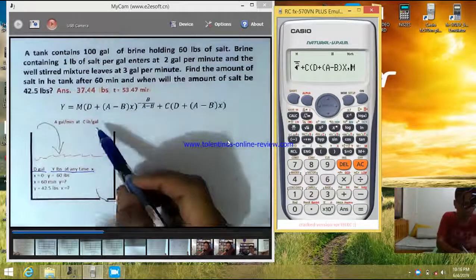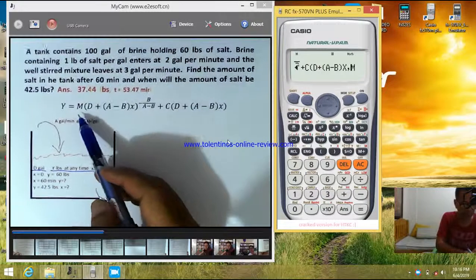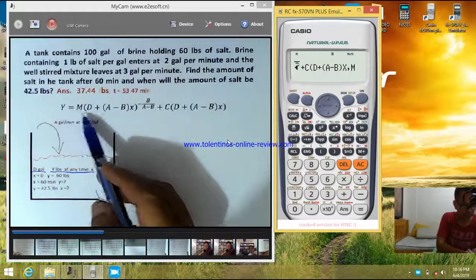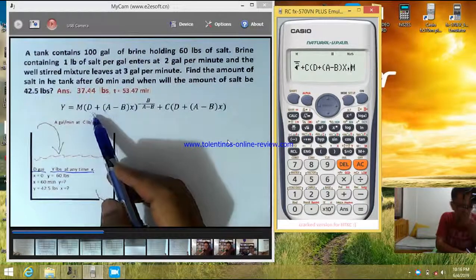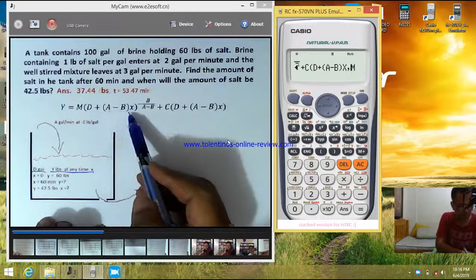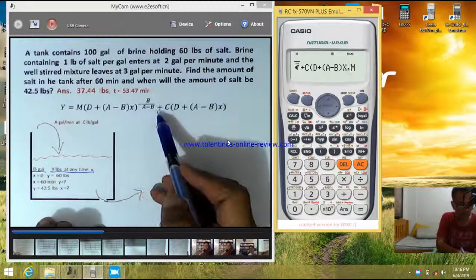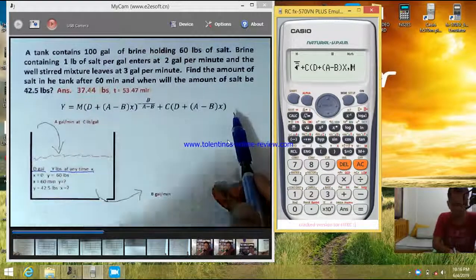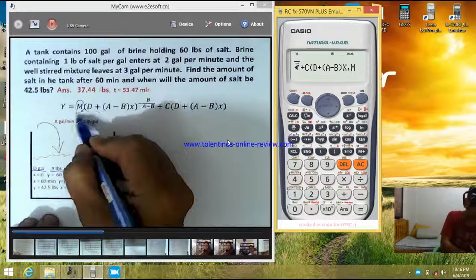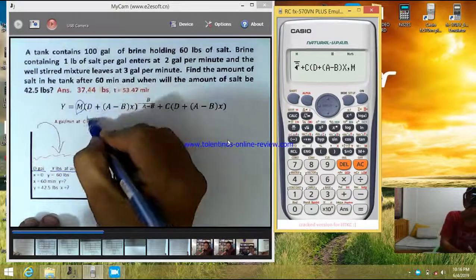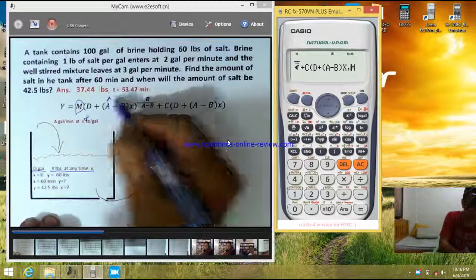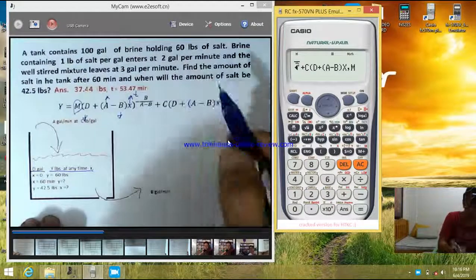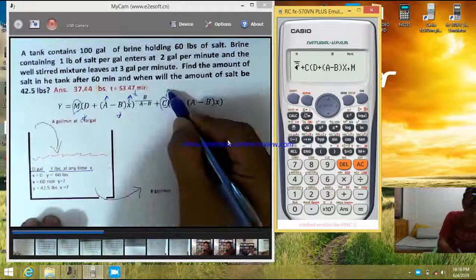Now here is a derived model. I derived this using applications of linear differential equations. Y is equal to M times (D plus A minus B times X) raised to the negative B over A minus B, plus C times (D plus A minus B times X). Now, M here is an arbitrary constant. D is the initial volume, A is the amount coming in, B is the amount coming out, X is the time, of course, and C is the concentration.